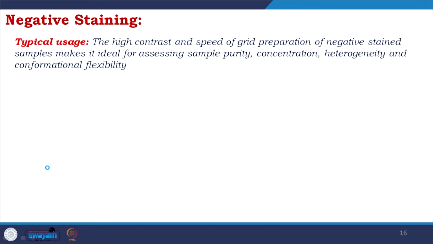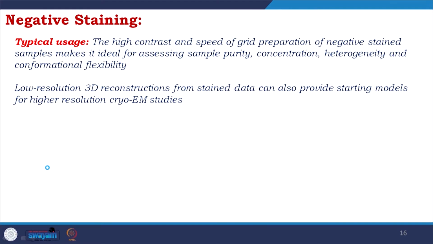We come to negative staining. Summarizing it, typical uses of negative staining: the high contrast and speed of grid preparation of negative stain samples make it ideal for assessing sample purity, concentration, heterogeneity and conformational flexibility. So, by doing negative staining, we could very quickly assess the sample quality. Low resolution 3D reconstructions from stained data can also provide a starting model for higher resolution cryo-EM studies.